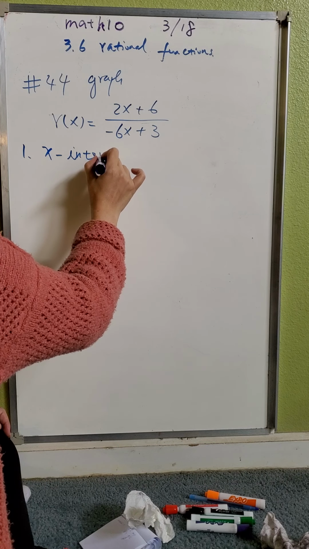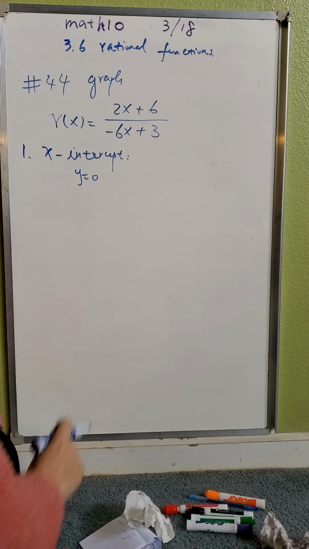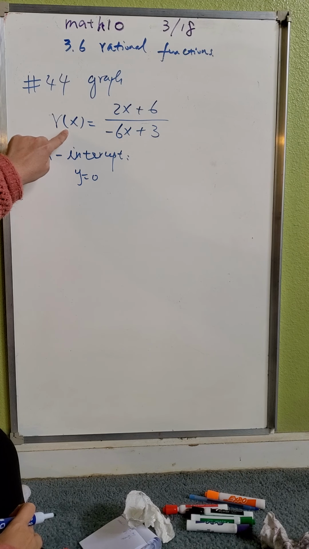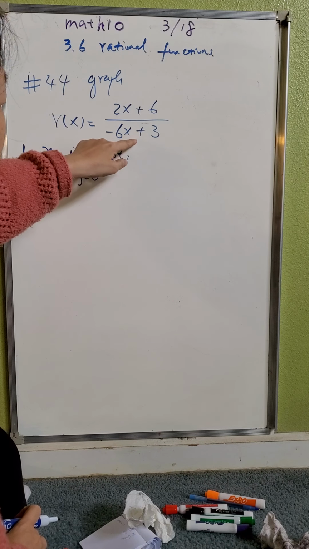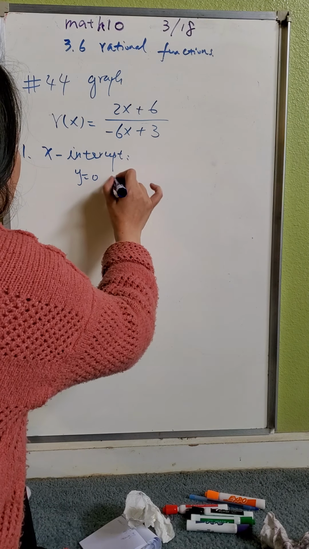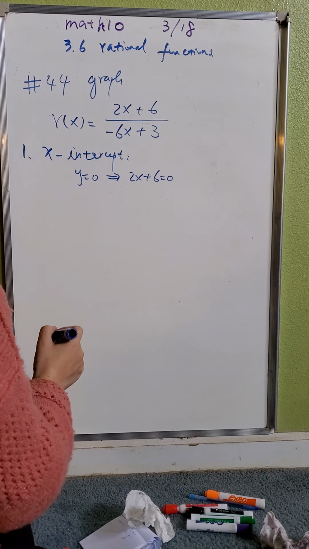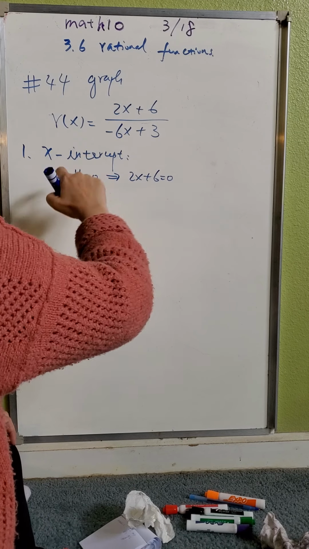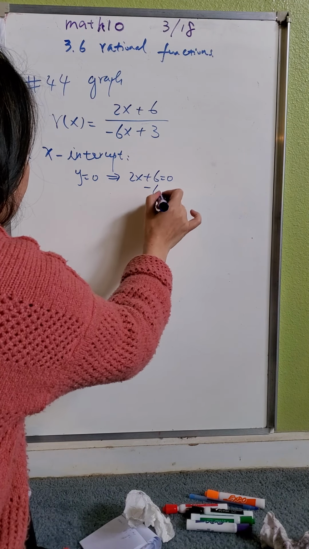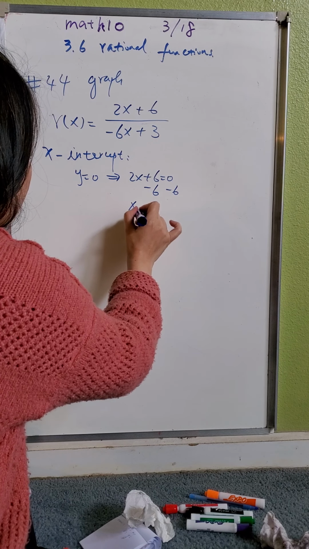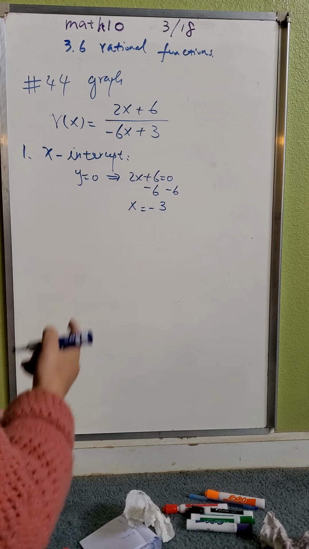The x-intercept. That's y equals 0. That means this equals 0. If this equals 0, the only thing that can be 0 is the top, because the bottom cannot be 0. So that means 2x plus 6 equals 0, because 0 divided by that equals 0. Then solve this one. Subtract 6 on both sides, then divide by 2. x equals negative 3. So you have an x-intercept.